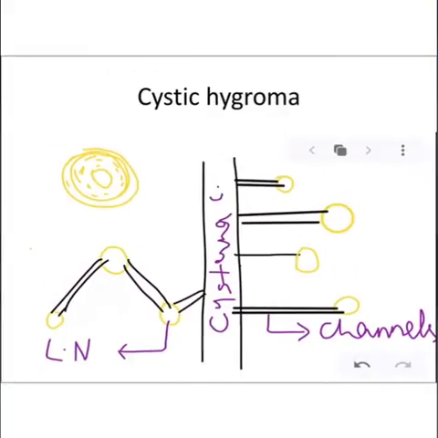So let's look at the picture. These are the lymph nodes. Lymph nodes connect with the cisterna chyli, and there are channels. So around the neck it gets collected and forms a tumor-like condition. It's known as cystic hygroma.